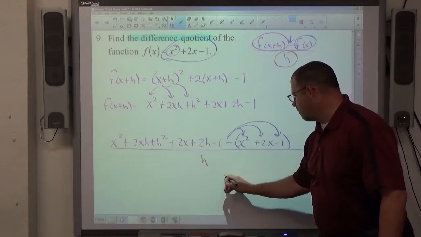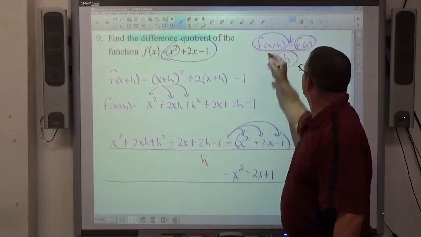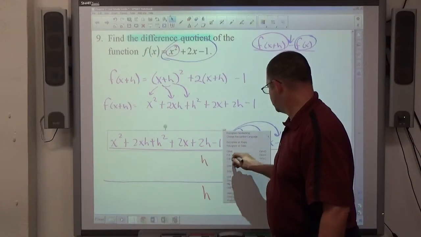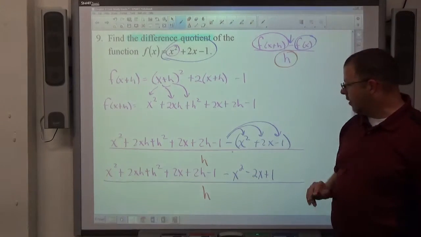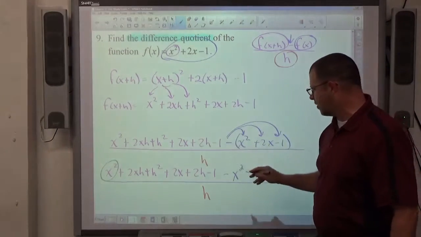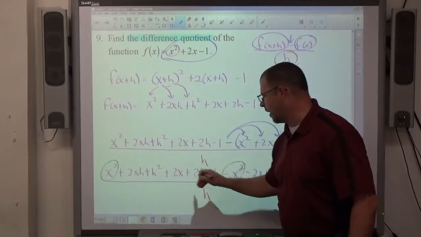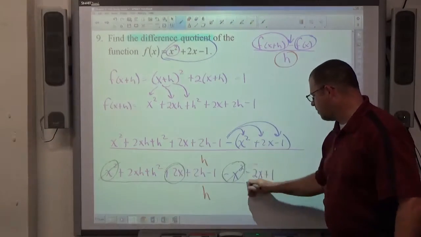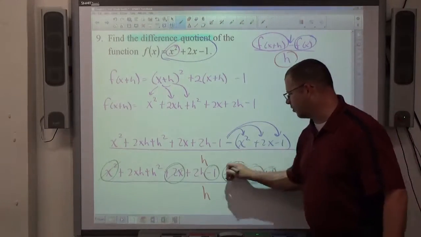If I distribute that through, I'm going to get minus x squared minus 2x and plus 1. Still all over h, and still all this stuff in front. What should happen if you do everything right up to this point is everything not containing h in f of x plus h should have an opposite from f of x. So x squared minus x squared cancels. This has an h, this has an h, this doesn't. Plus 2x minus 2x cancels. This has an h, this doesn't. Minus 1 plus 1 cancels.